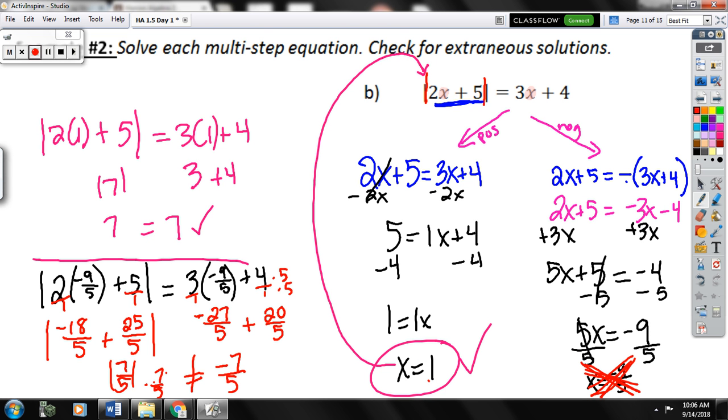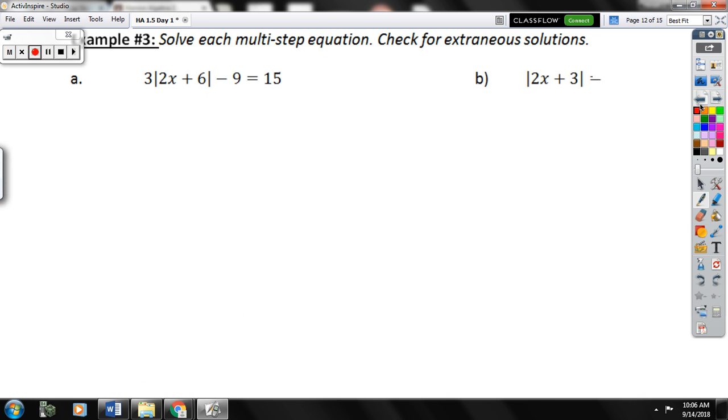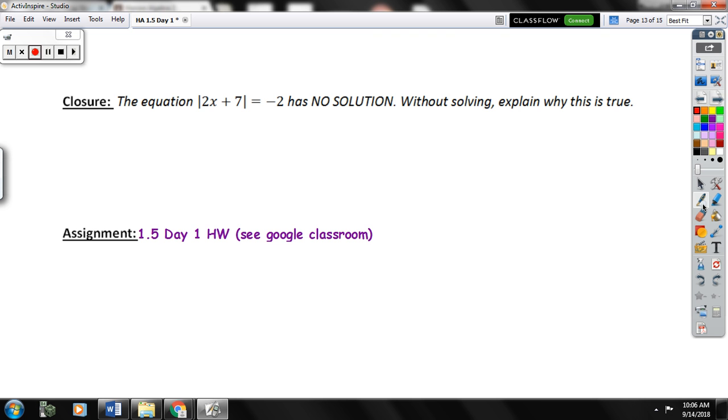All right, I'd like you guys to try example 3. Oh, let's do the closure real quick, and then we'll have you do 3. Because those are just more practice. They're exactly like the ones above. It says the equation, the absolute value of 2x plus 7 equals negative 2 has no solution. Without solving, explain why this is true.